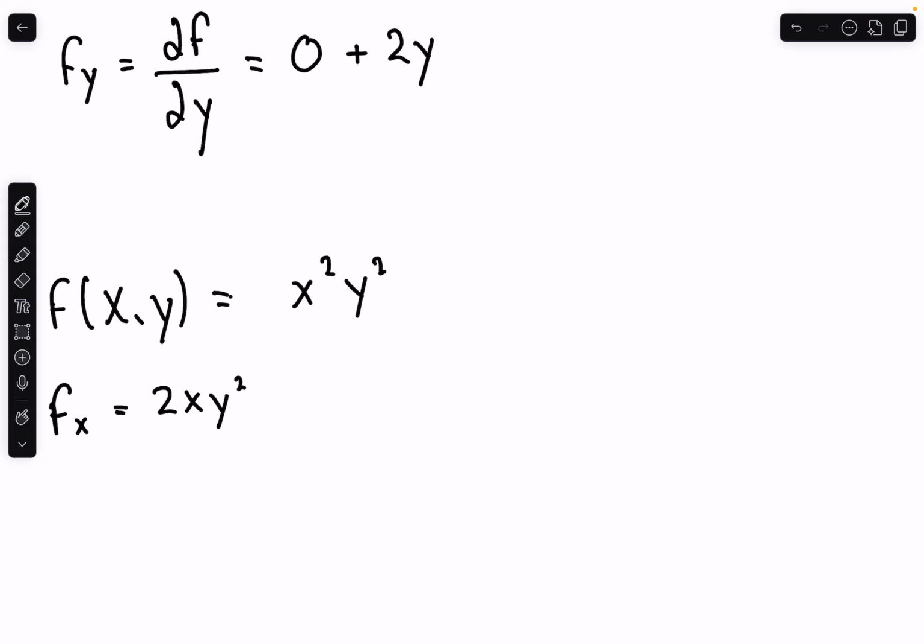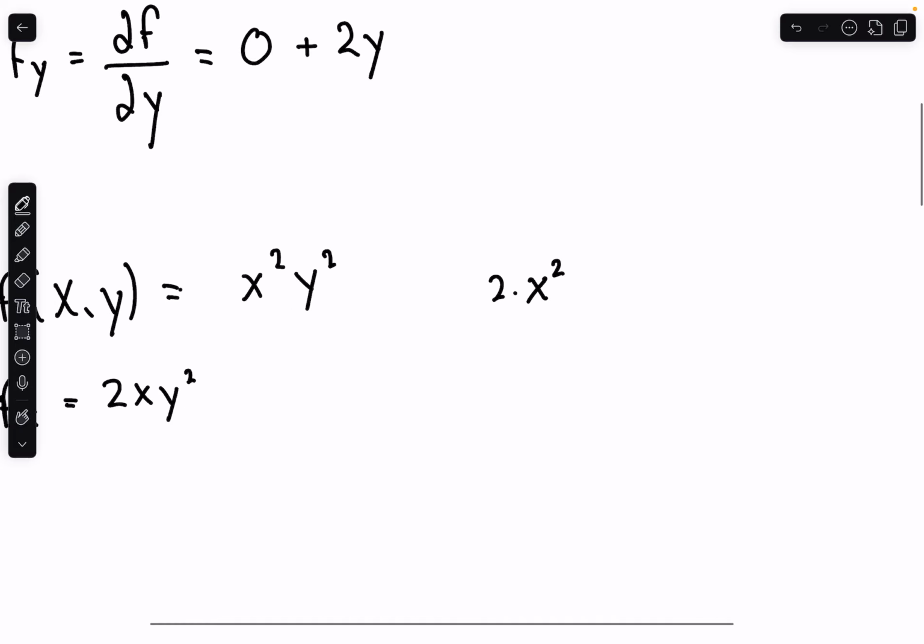It's the same as if you had x squared times 2. Y is a constant, 2 is a constant. When we take the derivative, we drop the 2 down, and we're left with 4x. In this case, we drop the 2, and we're left with 2x times y squared.